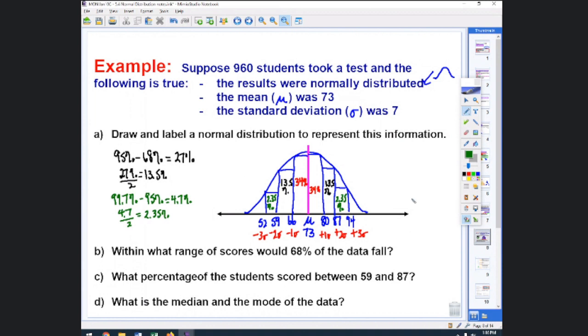So there's a couple of questions here. It says, within what range of scores would 68% of the data fall? Well, 68% is plus or minus 1 standard deviation. So I'd actually be looking at this region right here. So it says, what range of scores? So between 66 and 80.